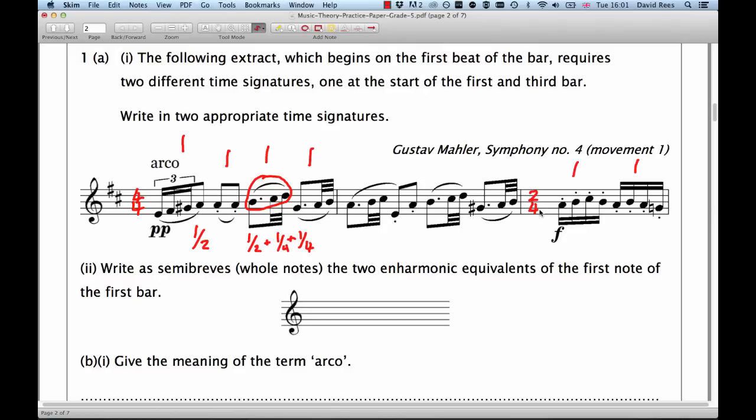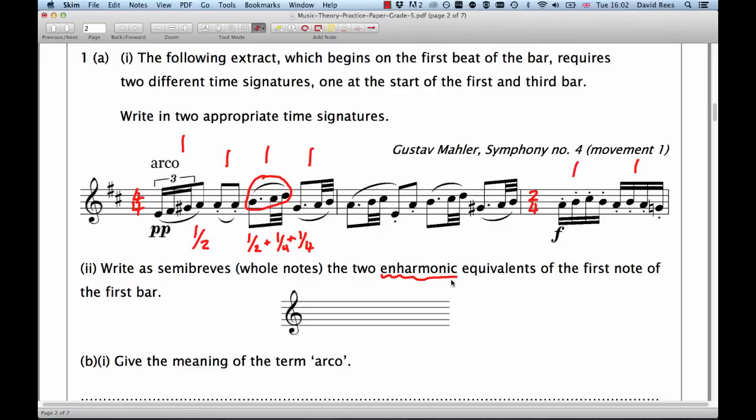And so let's move on to part 2, which is asking us to write as semibreves or whole notes the 2 enharmonic equivalents of the first note of the first bar. Okay, so this is normally the bit that trips people up, this enharmonic bit, and enharmonic just means sounds the same. So you might play a middle C on a viola and a middle C on a piano, and those would be considered enharmonic in that there's different instruments playing that note, but ultimately it is the same note, it's the same pitch. The air is vibrating at exactly the same speed, and so that's how we think of these things as being enharmonic or sounding the same.